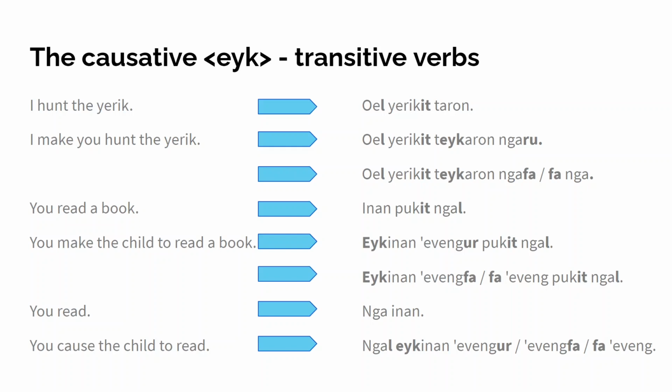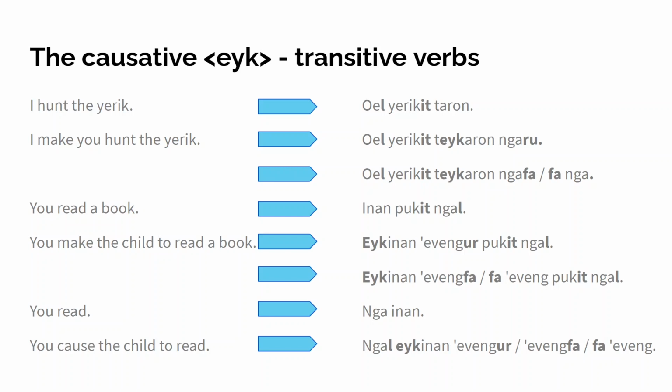If I now insert eg into the sentence and say I make you hantejerig or I cause you to hantejerig, then the jerig still has the T ending because what is hunted? The jerig. So the direct object does not change. And again, like with the intransitive verbs, the person who causes someone to do something gets the L ending. So because I cause you to hunt, I get the L ending.